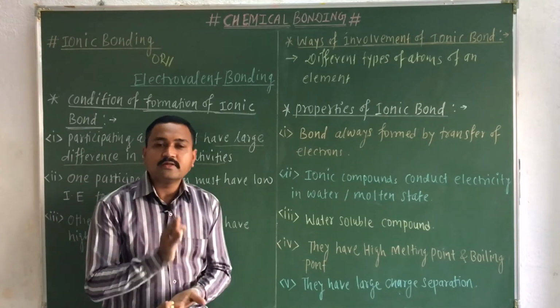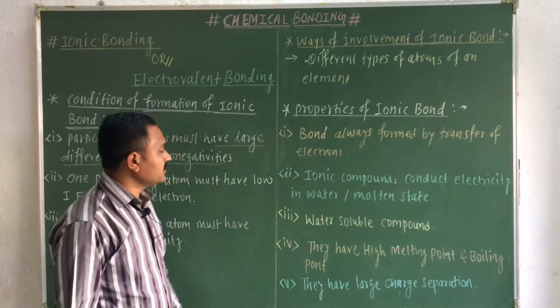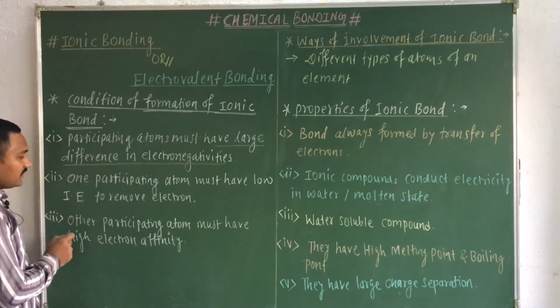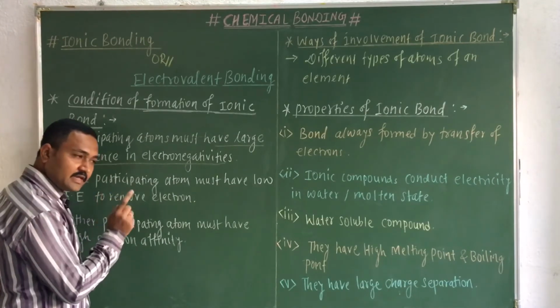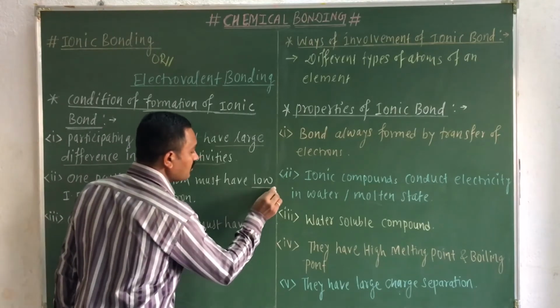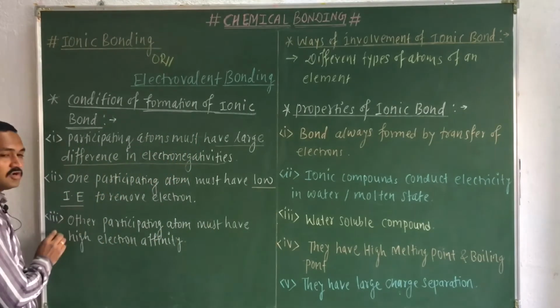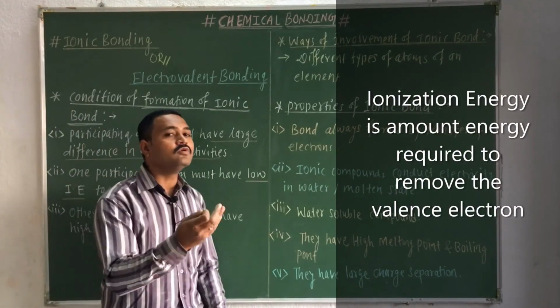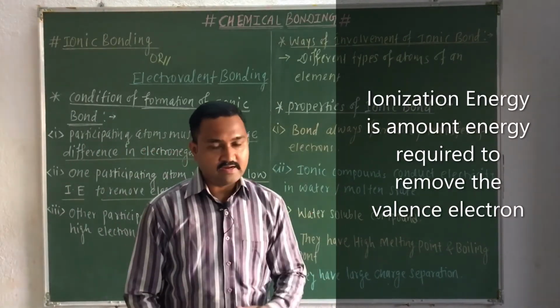Then, and only then, will ionic bond formation take place. So this is the first condition. Now, in the second condition, we have to consider that one participating atom must have low ionization energy or ionization potential, so that we can easily remove the electrons from that atom.